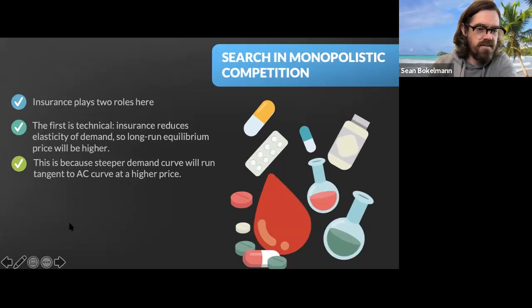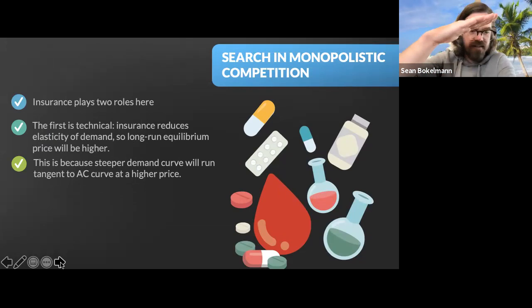Nope, that's not right. Anyway, you could convince yourself of this. Draw an average cost curve, the U-shaped average cost curve. Draw a flat demand curve, and you'll see that it hits the tangency at a lower price than if the demand curve was steeper. So hopefully you should be able to convince yourself of that.